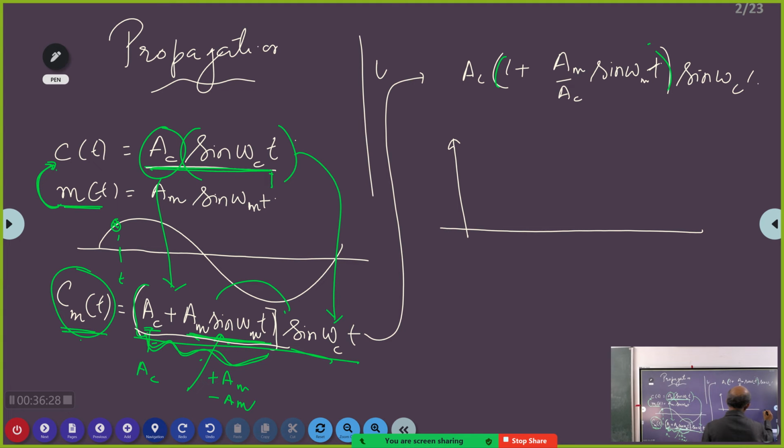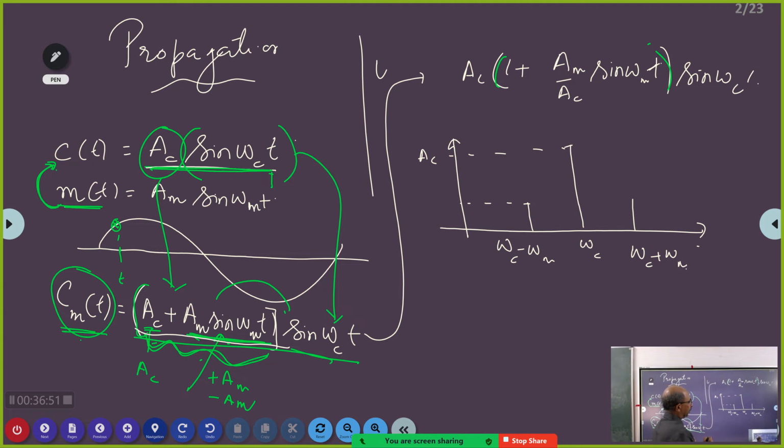Okay, line spectrum. So you have got omega c, and you will get two daughters. Okay, so this is omega c minus omega m. This is omega c plus omega m. And this amplitude, see, this amplitude is what? Ac. And what is this amplitude? This will be what? Mu Ac by... See, what is this amplitude? Mu is Am by Ac.